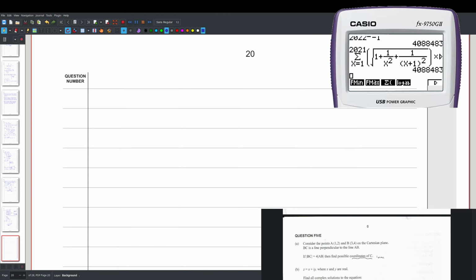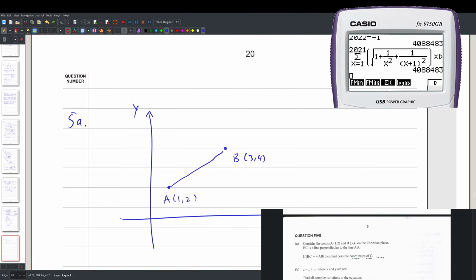Alright, so question 5. Consider the points A(1,2) and B(3,4) on the Cartesian plane. BC is the line perpendicular to the line AB. 5A. So we have the points A, B, X, Y. A is like here, and B is like here. A(1,2), B(3,4). BC is equal to 4AB, then find the possible coordinates of C. Oh, I see how it is. So C is like either here or like here, basically.